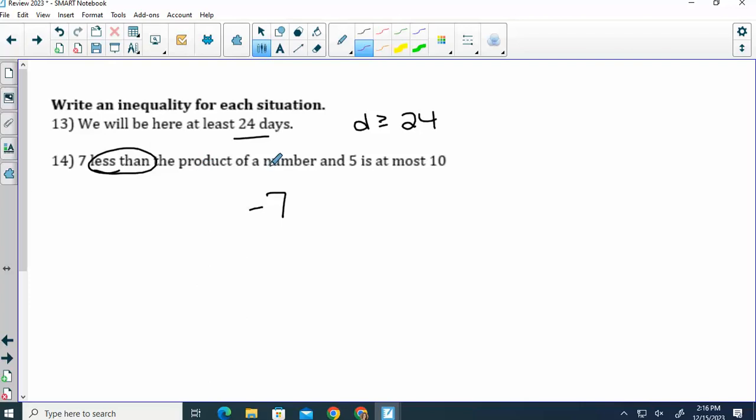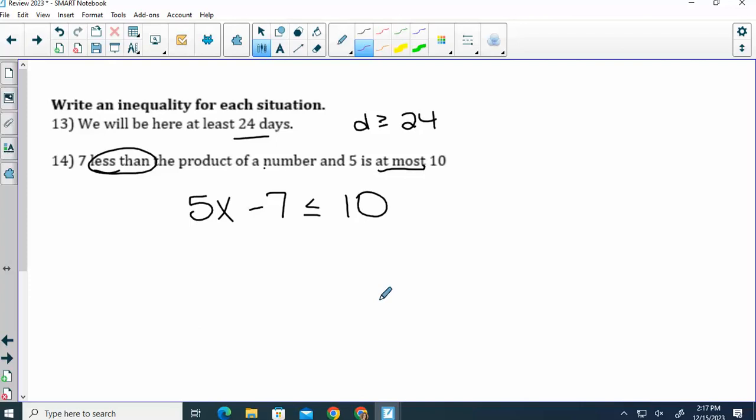The product, what does product mean? Multiplication of a number and 5. Yep, x times 5 or 5 times x. So we have 5x minus 7 is at most. So that would be less than or equal to, because it can't be any more than 10. I didn't ask you to solve them, so that's all you have to do there.